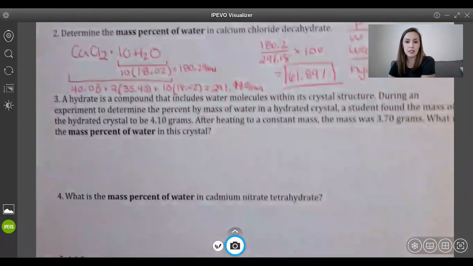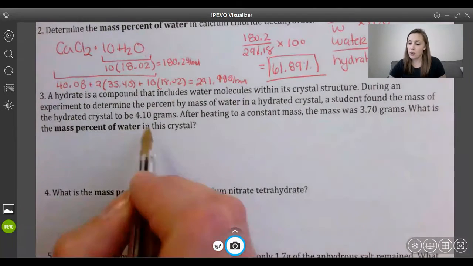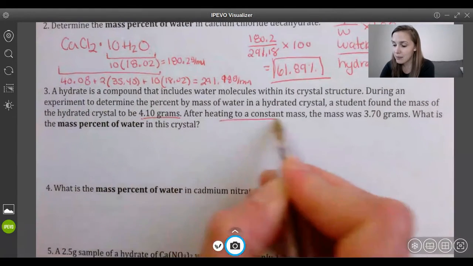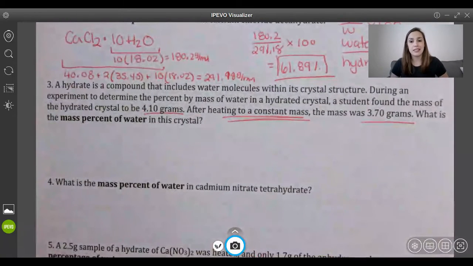So in number 3, this is a very similar example, except it's giving us information based on a lab scenario. So it's talking about a hydrate, and the student starts off with 4.1 grams of it. They heat it to a constant mass, which is going to be important, to a mass of 3.70 grams. And it wants to know the mass percent of water.